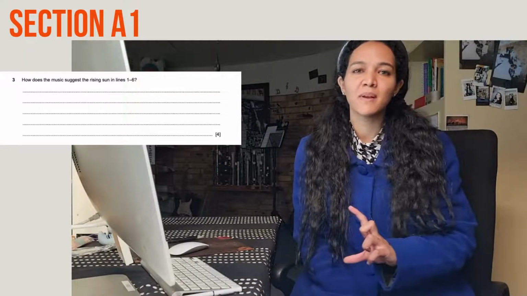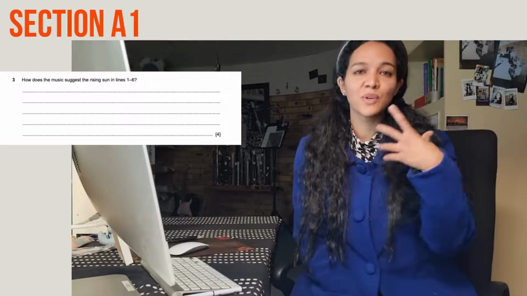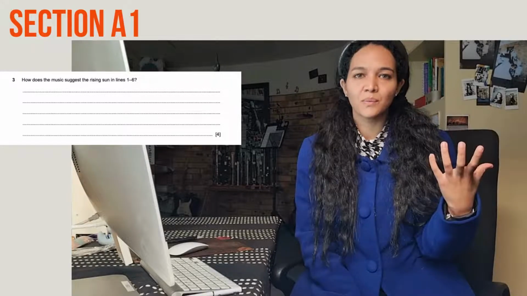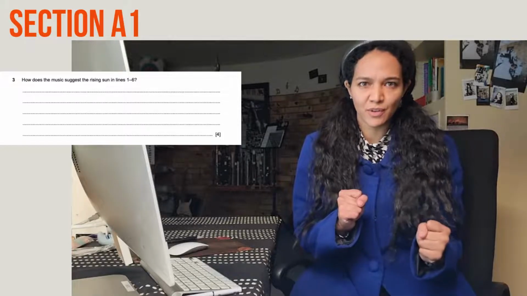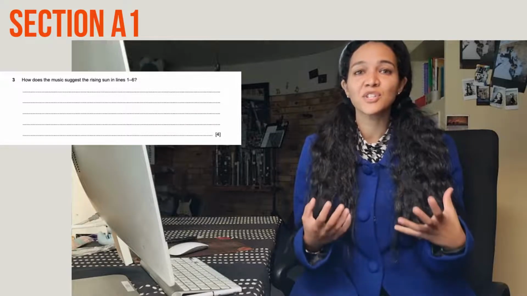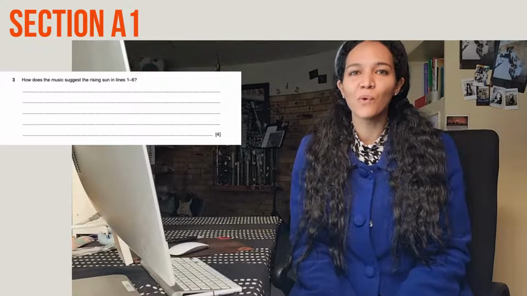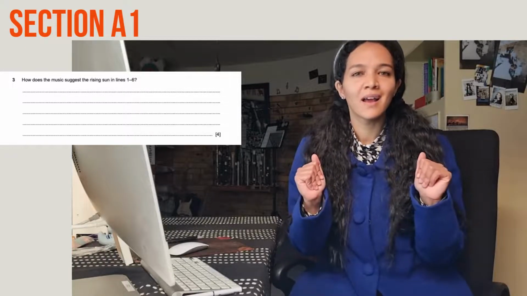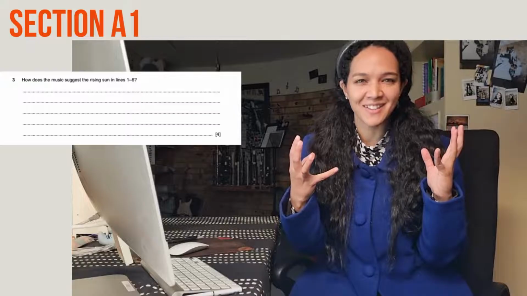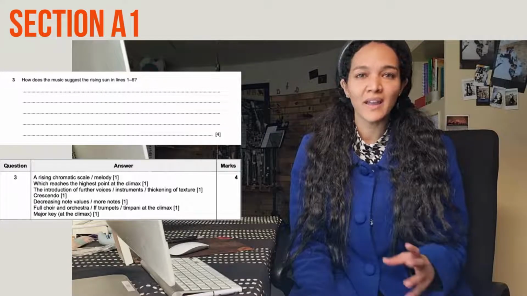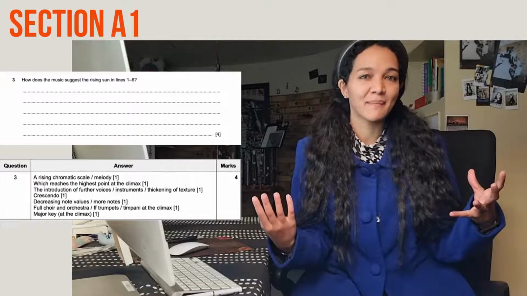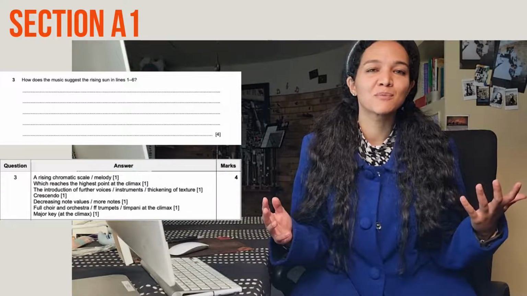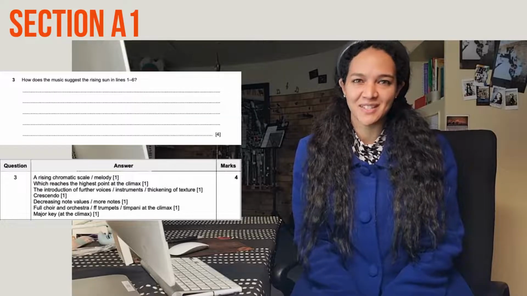The highest part of the melody or the scale is reached then at the climax. We also hear the introduction of more voices, so there's a thicker texture going on there. We also have the crescendo. We also have more notes with shorter note values coming at us in the extract. And we have the full choir as well as the orchestra and the very fortissimo trumpets as well as the timpani at the climax. And definitely once we reach this point, we also find ourselves in a major key.